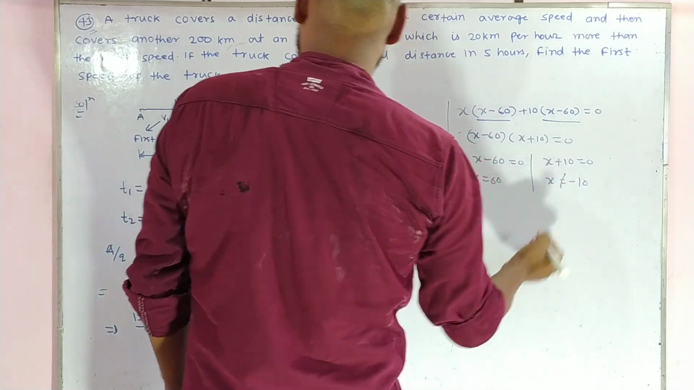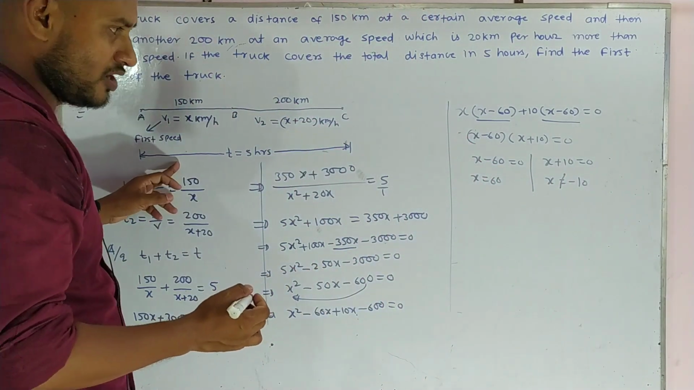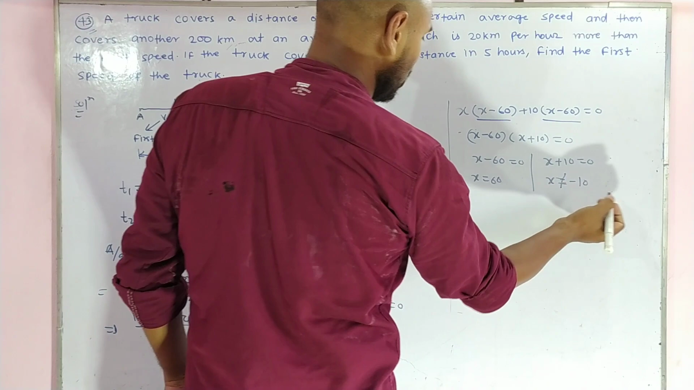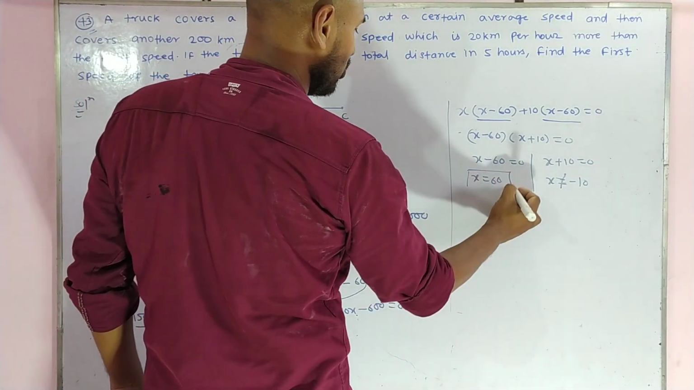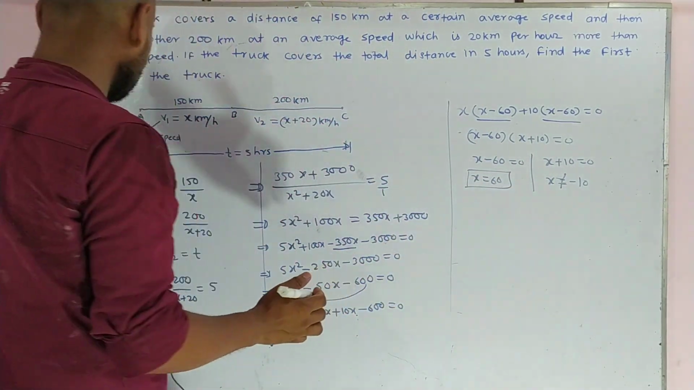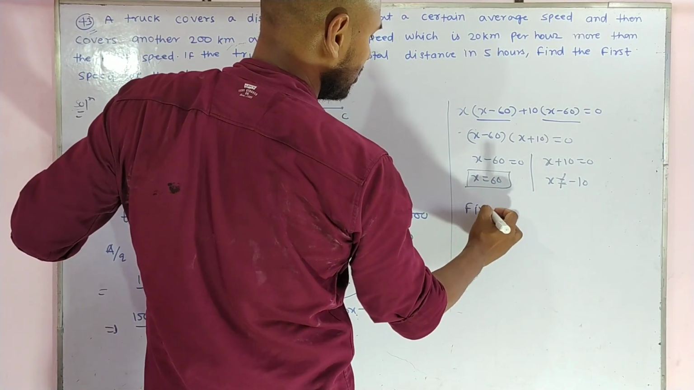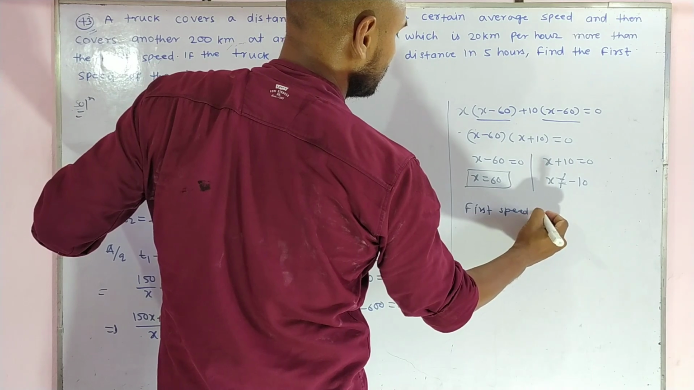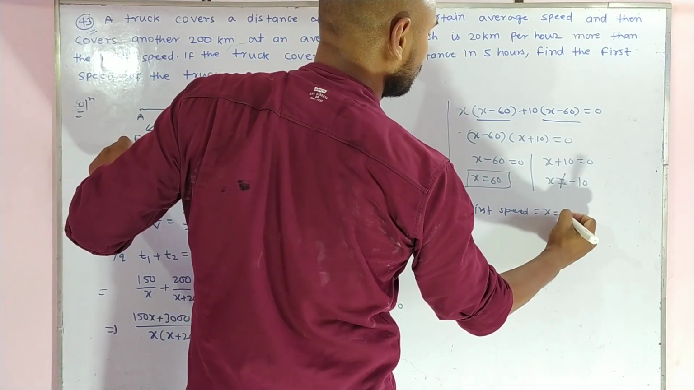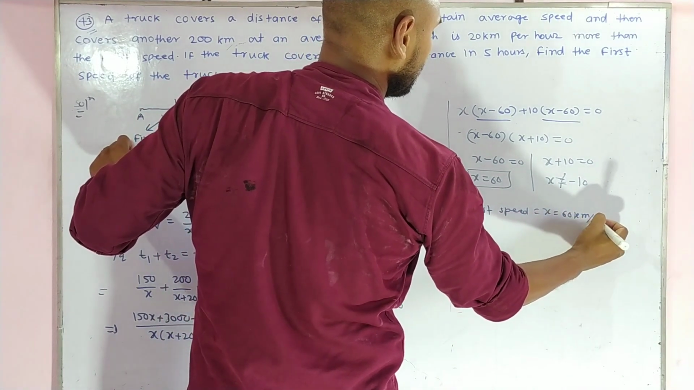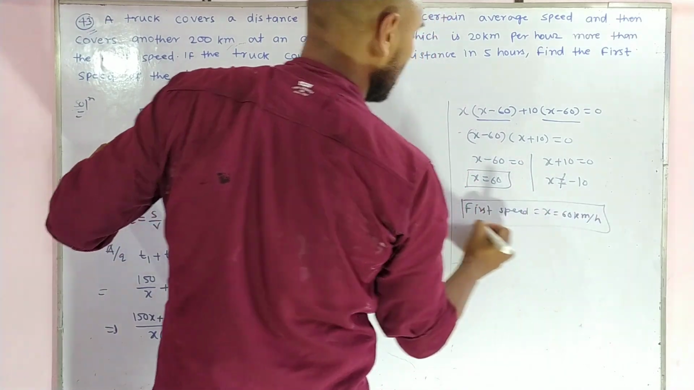We assumed here the speed, so our speed cannot be negative, so x does not equal minus 10, and our answer is x equal to 60. So the first speed we assumed will be x equal to 60 kilometer per hour, and this is our answer.